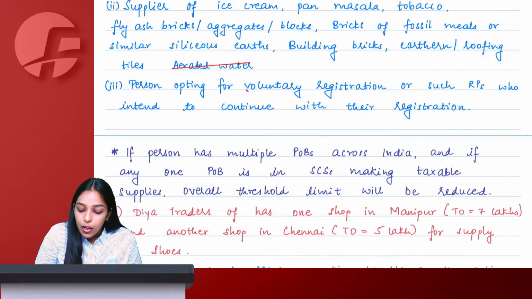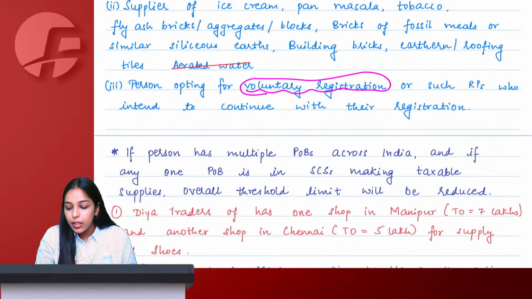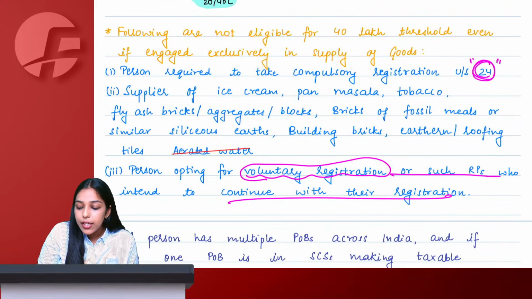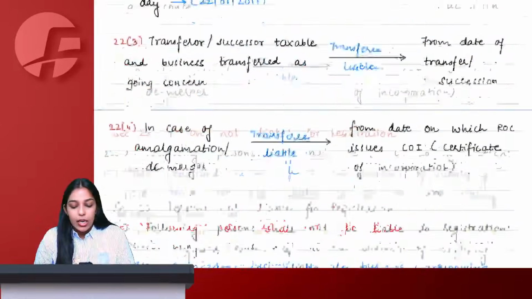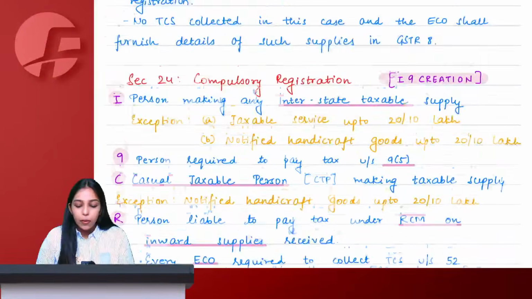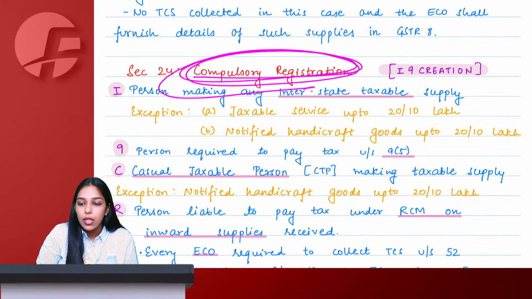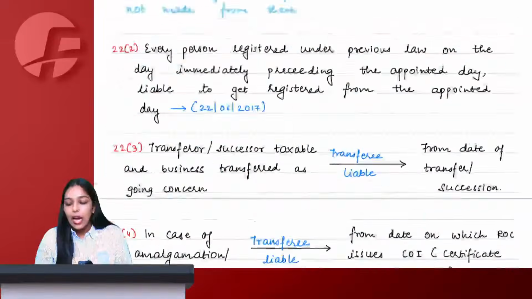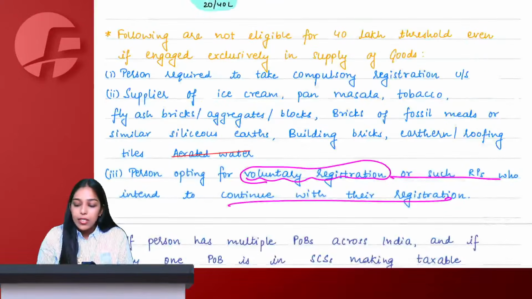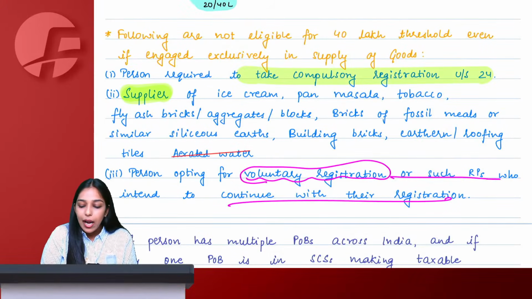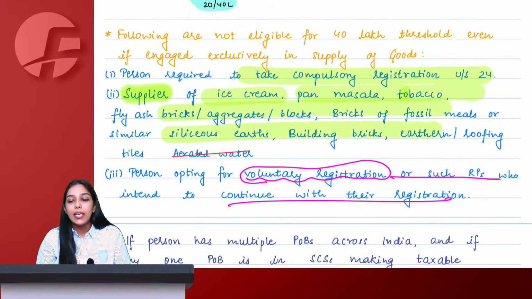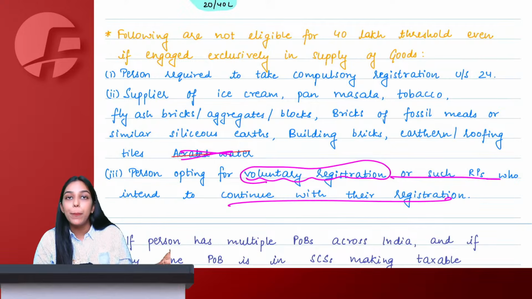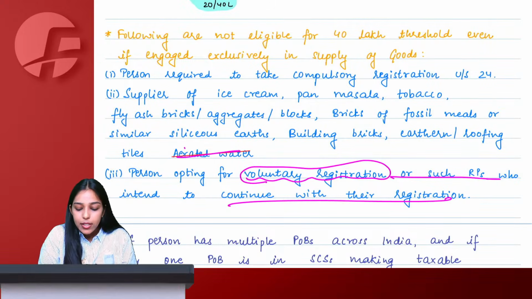A person opting for voluntary registration, if he wants to continue, will continue irrespective of turnover. If I am liable under section 24 to take compulsory registration, there is a list of people under section 24 who always have to take compulsory registration. Then you forget the 40 lakh, 20 lakh, 10 lakh, any limit. If you have to take compulsory registration, then you will have to take it. And plus, if you are a person who is supplying ice cream, pan masala, tobacco, bricks, blocks, or anything like that, not aerated water here. Aerated water people are disqualified in composition, but they are not disqualified here.